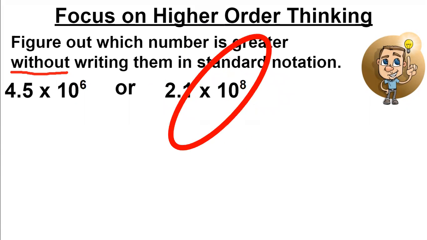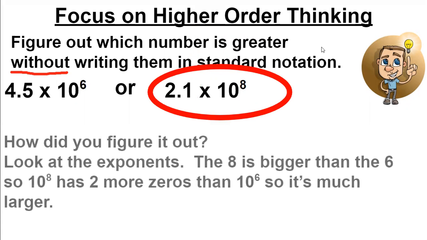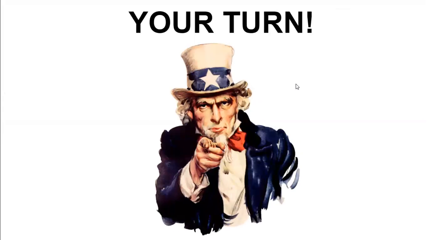Well, there you go. Did you say 2.1 times 10 to the 8th? Well, why did you say that? Why is it bigger? How did you figure it out without putting it into standard notation? Well, you look at the exponents, right? You look at the little 6 and the little 8. Well, the 8 is bigger than the 6, so 10 to the 8th has 2 more zeros than 10 to the 6, so it is much larger. So that's how you look at it and compare. Okay, you get to try one, comparing some numbers in scientific notation.